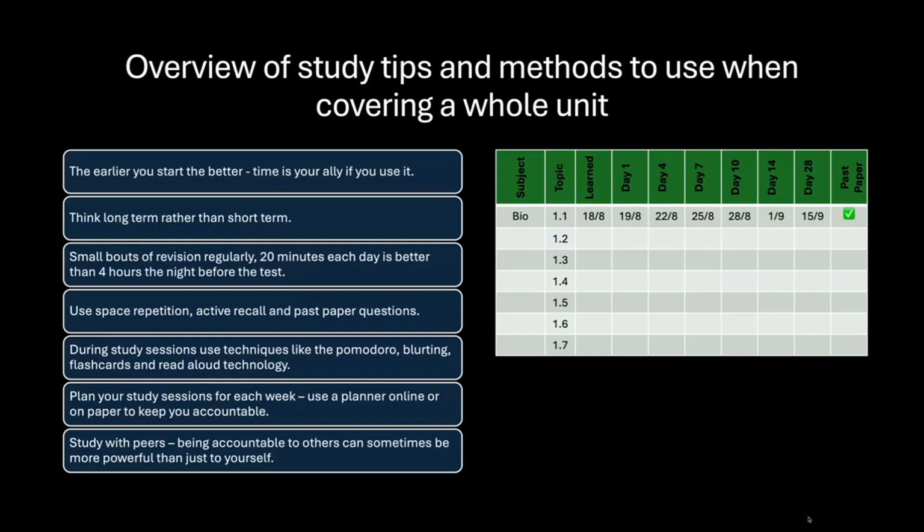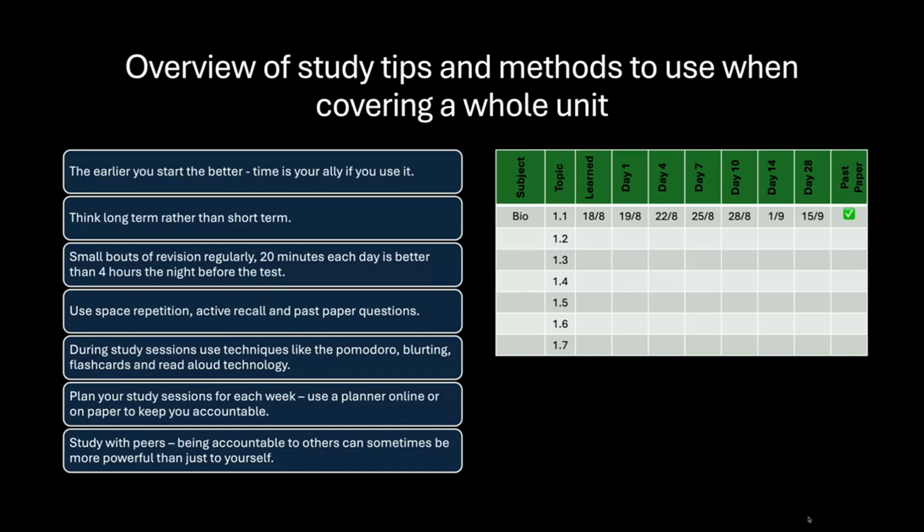So let's start off first of all with a sort of overview of the main study tips and methods to use, and when to apply them. So the earlier you start with studying, the better. Okay, I know this probably sounds a bit boring. You've probably heard it lots, but the more time you have, then obviously the more you're going to be able to revise. And not just that, the more you're able to take the pressure off yourself and be prepared and know what you're going to do and when and so on. So time is your ally if you use it. It can also be your enemy if you don't use it and you leave things to the last minute.